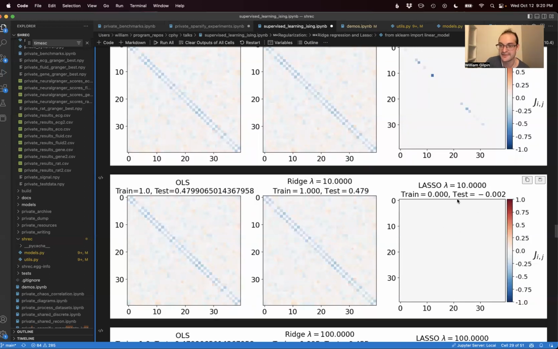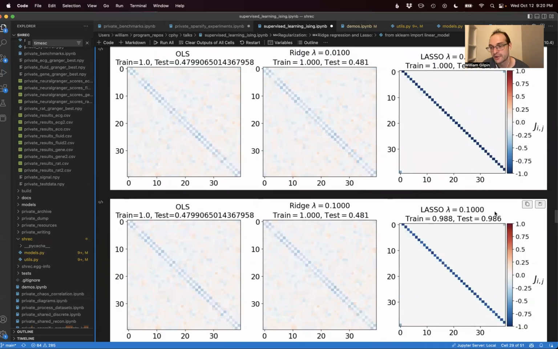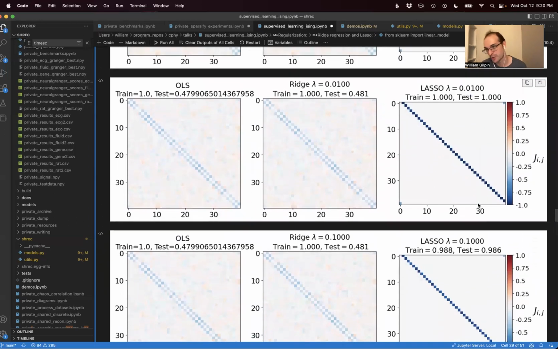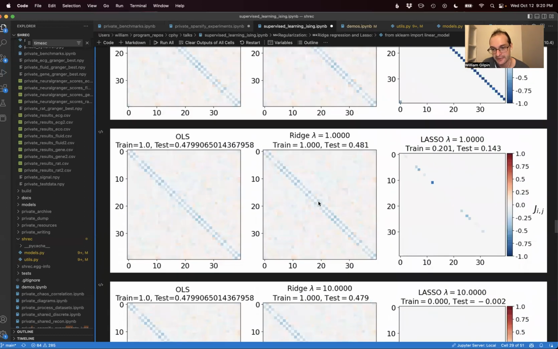And in fact, you can see my test accuracy, my R squared, is negative, which is usually really, really bad. Conversely, you can see my R squared was super high when I got the right coupling matrix. So I over constrained, and now my test error starts to get worse. Meanwhile, you can see that ridge really isn't doing much. It's not really improving at all.